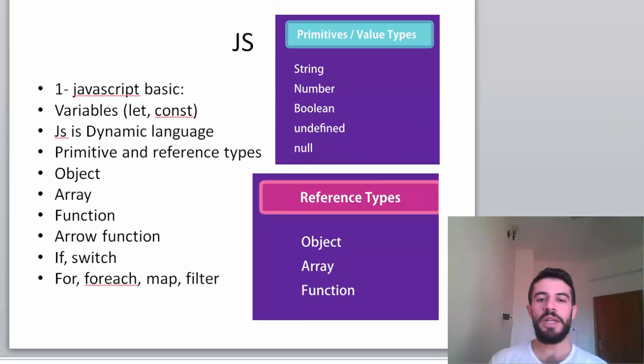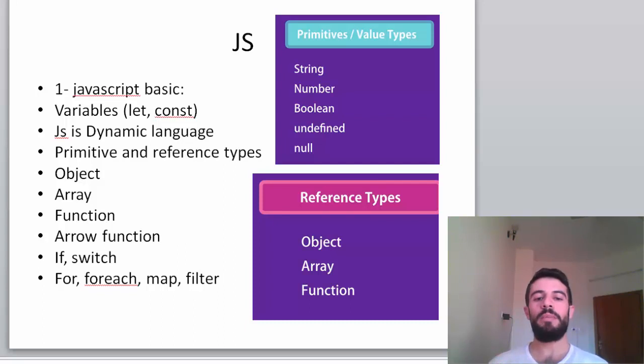The basics of JavaScript are like the basics of any programming language. There are just a few variations or differences. The first thing, variables. Any programming language contains variables. In JavaScript, we can define variables by using let and const. Also, I will talk about dynamic language, because JavaScript is a dynamic language. There are two types of language, dynamic and static language. JavaScript is a dynamic language.